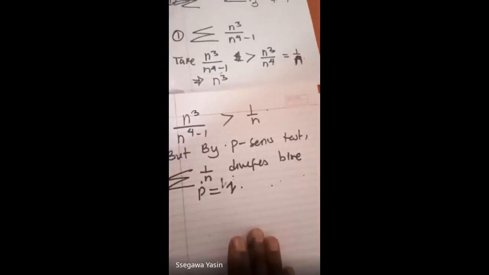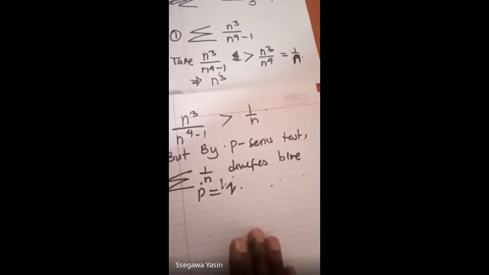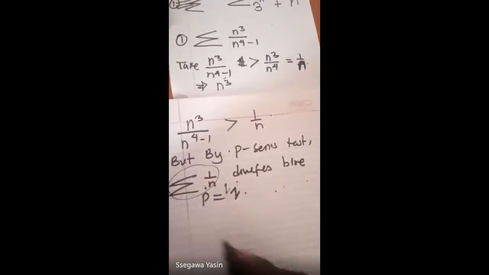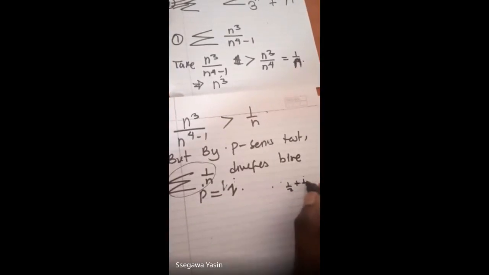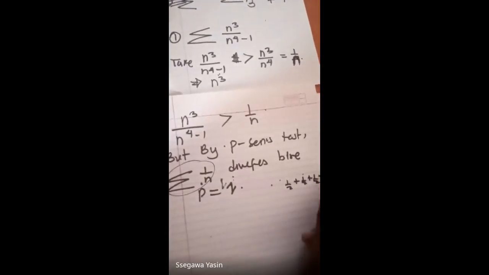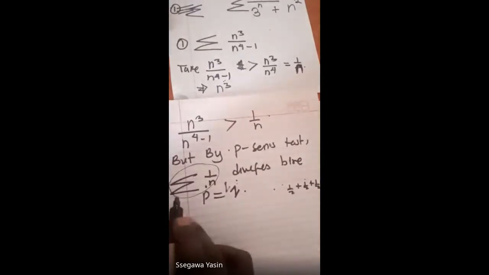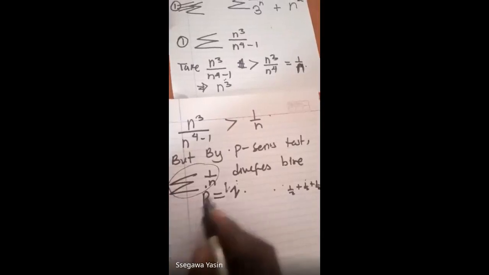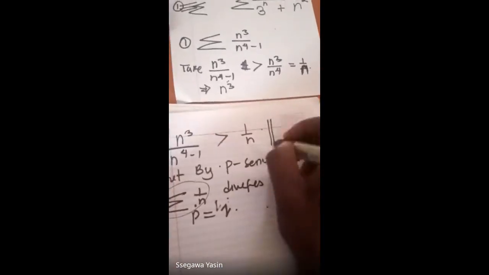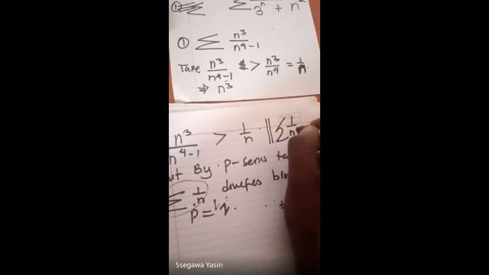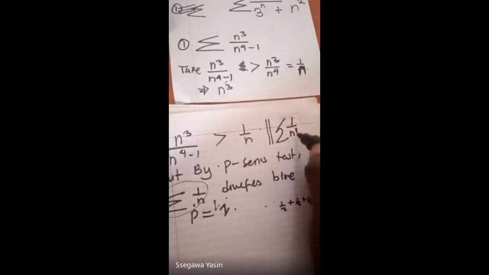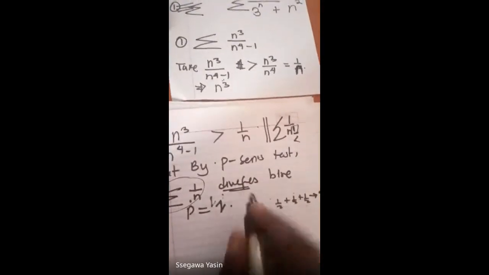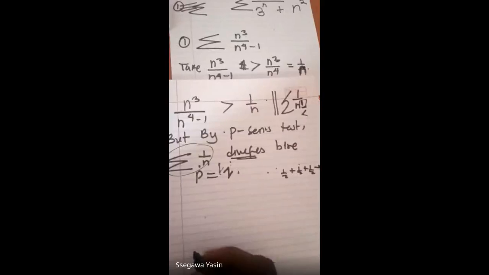Now you see here, this one we proved already that this diverges, where we had a half plus a half plus a half, then we said it goes to infinity. Now by the P series test, this is the same as writing 1 over n to the power 1. But we said whenever P is 1 or less, we say that it diverges. Because this is already 1.